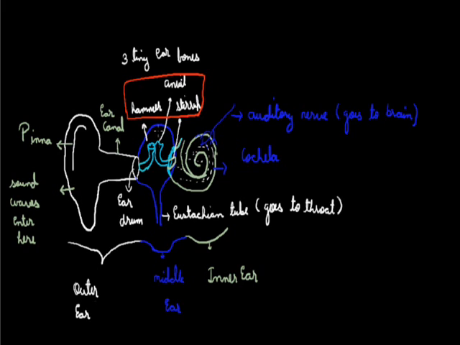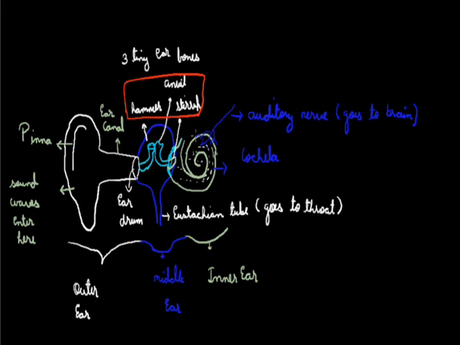The lower part of the middle ear has a narrow tube which is known as the Eustachian tube, which goes to the throat. This tube connects the middle ear to the throat. This connection is basically to ensure the air pressure inside the middle ear.